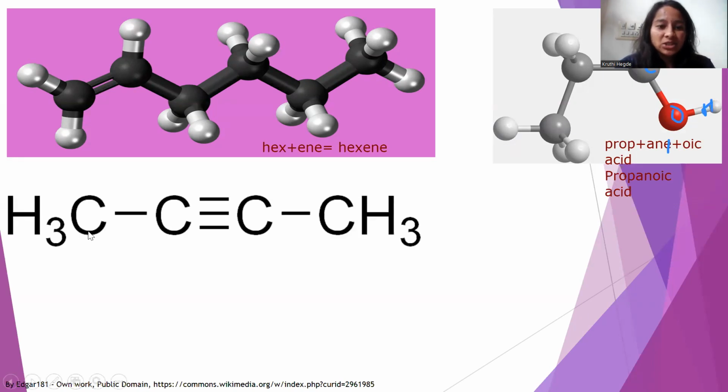Then CH3, C triple bond C, CH3. How many carbons are there? 4 carbons. Okay. Any functional group is there? No functional group. But carbon to carbon bond is triple bond. So what will the name be? You should find out. If there is a triple bond, it is alkyne. So how many carbons are there? 4 carbon. Try to name it. Okay, I have given a lot of hints.